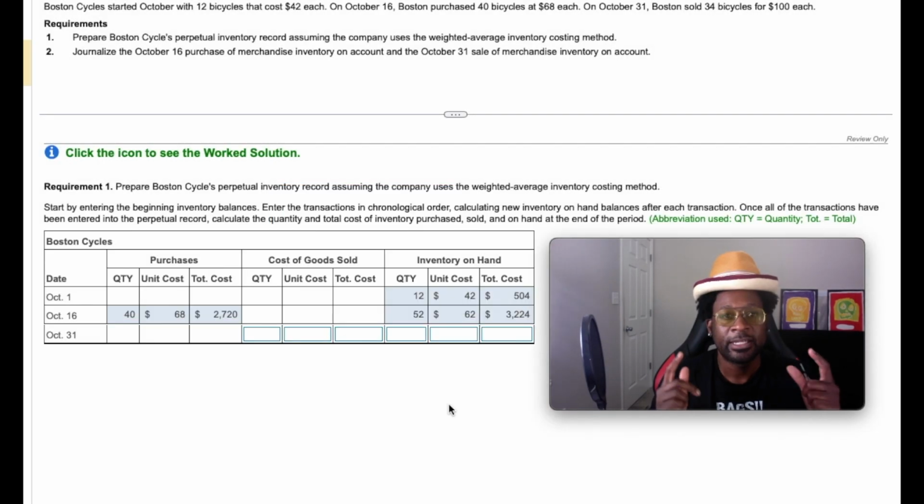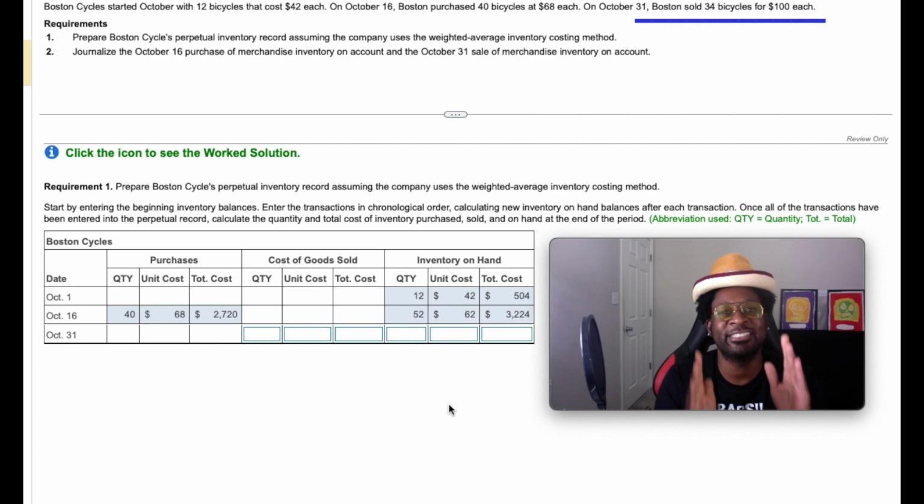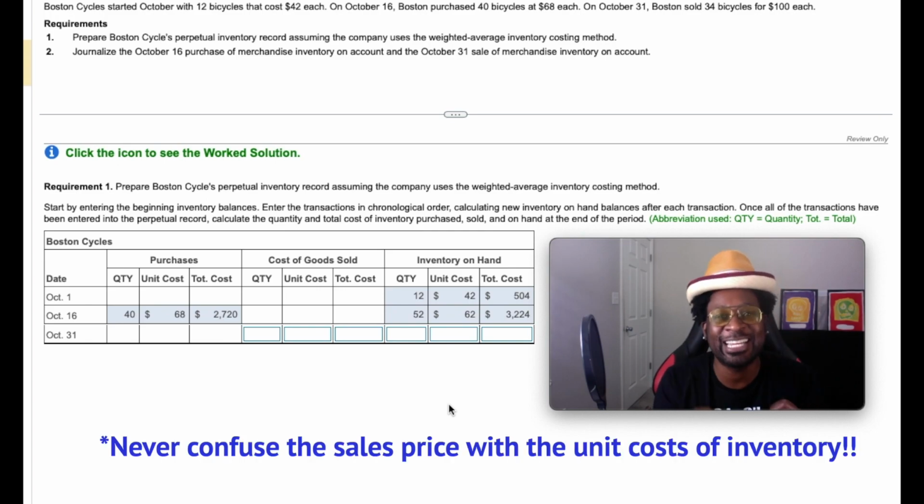Nice work. Now we have to account for the October 31st sale, gang. So we know that we sold 35 bicycles at $100 each. But please do not utilize the $100 in terms of calculating your cost. Why? Because that $100 represents the revenue earned. That's the selling price. Right now, we're trying to determine the cost of the inventory that we sold and the cost of the inventory that we didn't sell.